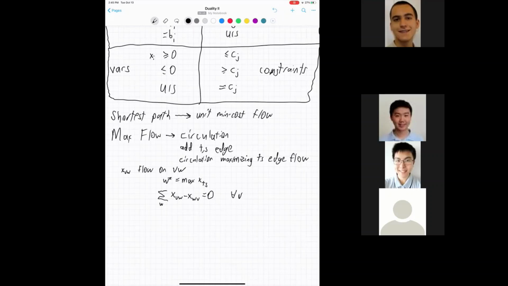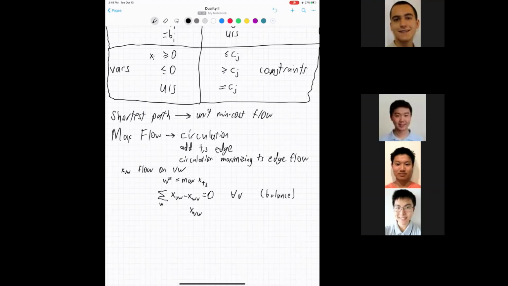What other constraints do I need? All the XVW are less than the capacity of that edge and also non-negative. Exactly. XVW is less than UVW for every edge, right? That's the capacity constraints. And we also require that all of the flow values be non-negative. Yes? Okay, we have a linear program, right?